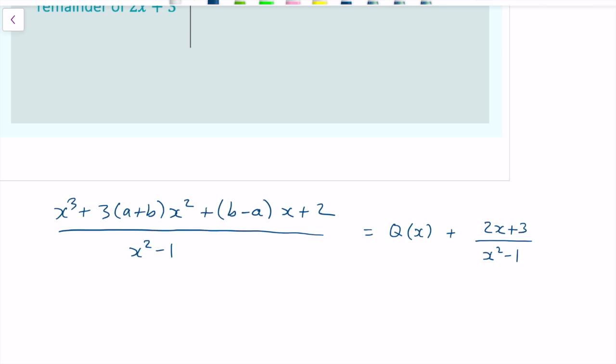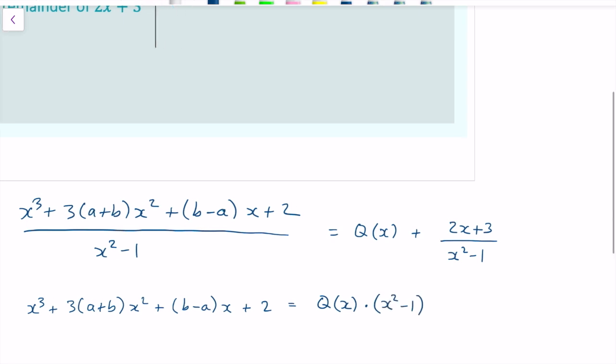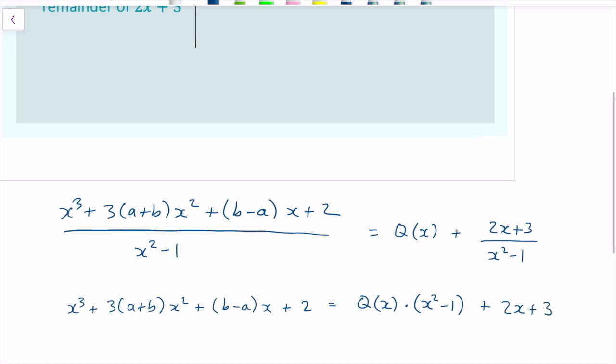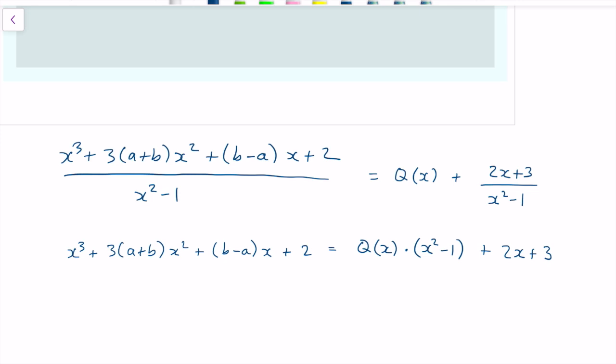A clever thing to do here is to multiply both sides of the equation that we've got, which is true for all x, except, of course, x equals plus or minus 1. If we multiply the whole thing through by x squared minus 1, we get some quotient, some function, which we don't know, multiplied by x squared minus 1, plus 2x plus 3. Now, to find a and b, we just need to realize that this equation is true for all values of x. The left-hand side's a cubic, the right-hand side is a cubic.